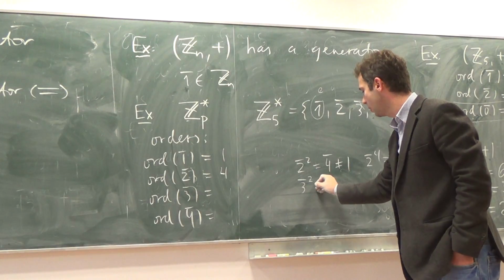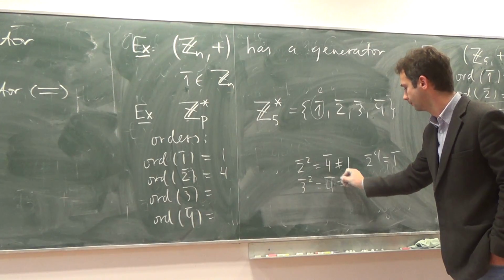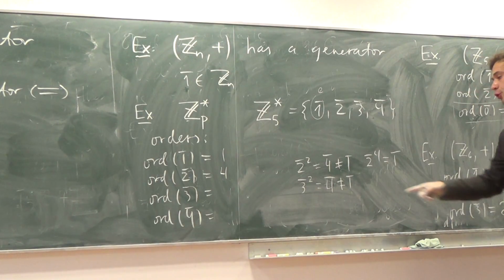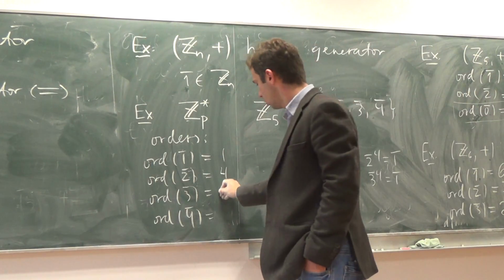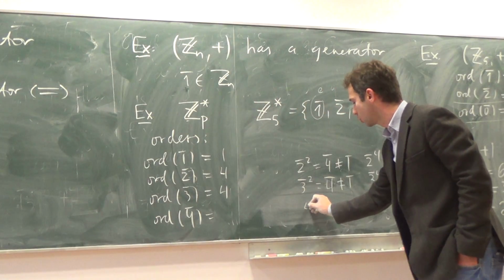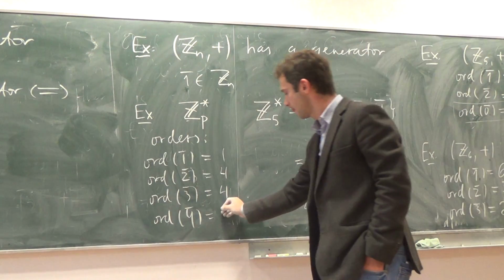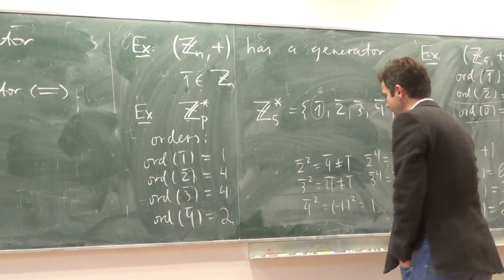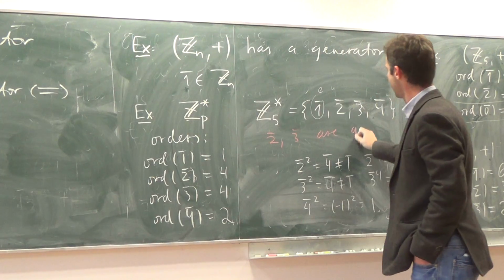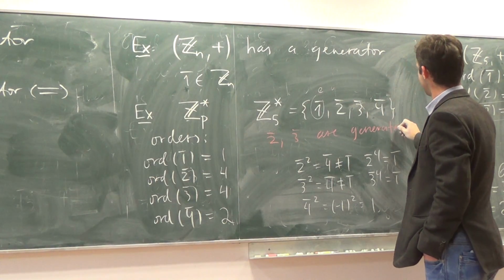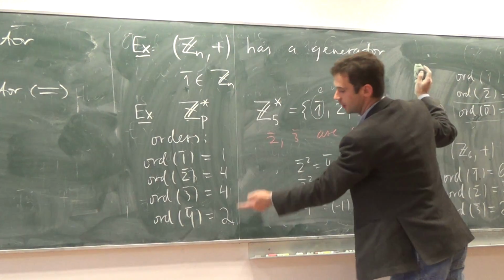Similarly here, I have 3 squared, which is 9, which is 4. 3 cubed will be 3, and 3 to the 4th will be 1. Order is 4, and 4 squared is minus 1 squared is 1. So order is 2. So we see that these are the orders, and 2 and 3 are generators. And 1 and 4 are not generators.